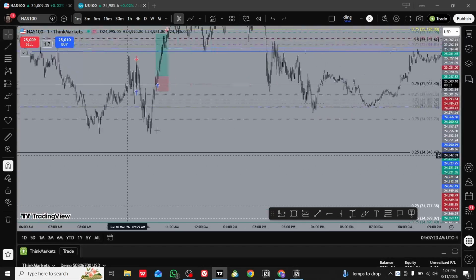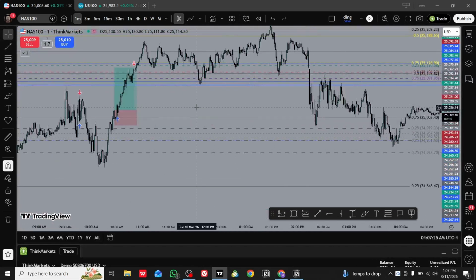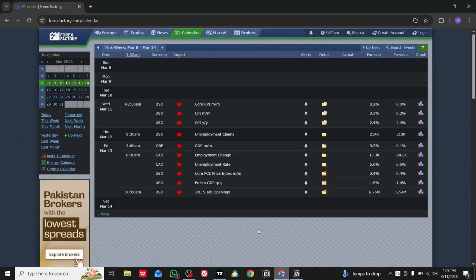And we'll look for a trade after today's core CPI day. So we'll look for a trade after the news, inshallah ta'ala, and the 9:30 open.